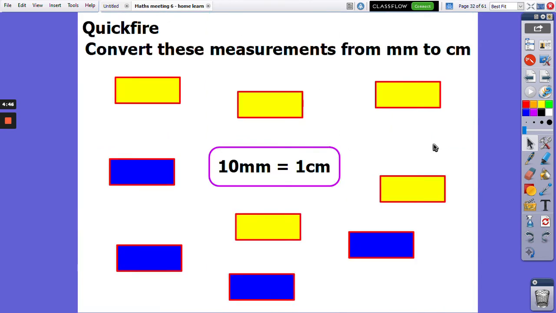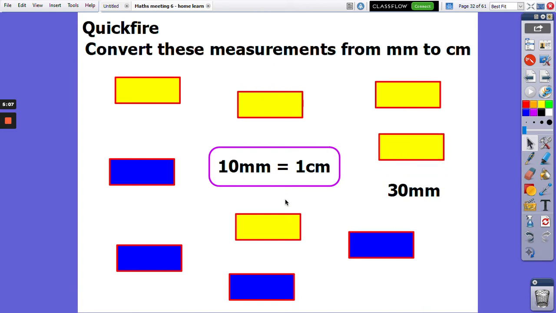Okay, you're going to do some quick fire converting of these measurements now from millimetres to centimetres. I'm going to reveal the measurement in millimetres. I'm going to pause for you to shout out the answer in centimetres. That'll give you the correct answer. Okay, ready? Let's begin.